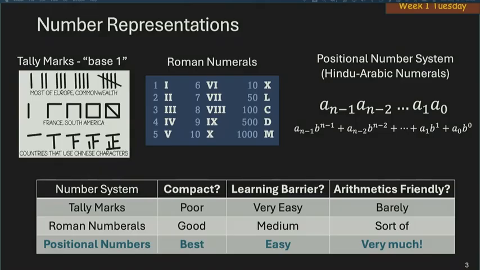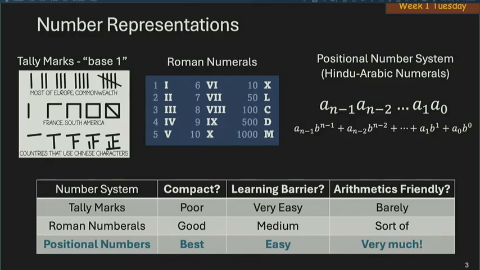Positional number has a pretty low learning curve. At some point, we learn these 10 digits, 0 to 9, and then we learn how to interpret the magnitude by putting them in different orders. And that's pretty much all we need to learn to understand what a number means in positional number systems.